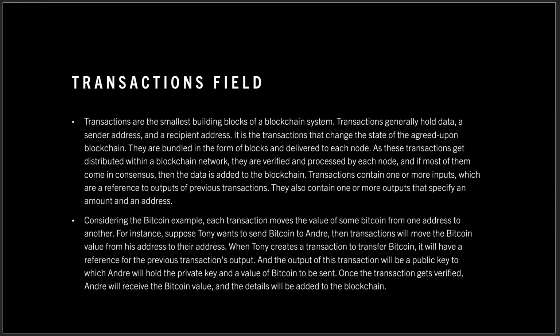So Tony wants to send Bitcoin to Andre, then transactions will move the Bitcoin value from his address to their address. What's interesting about that is that there's a transaction fee for that one specific thing, and you roll up all of the transaction fees into that one block. So if you can hold 248 transactions in that block, and each one has a transaction fee of $100, just some arbitrary numbers, right? You have 248. The block is worth $24,800, in terms of what the transaction fee is.